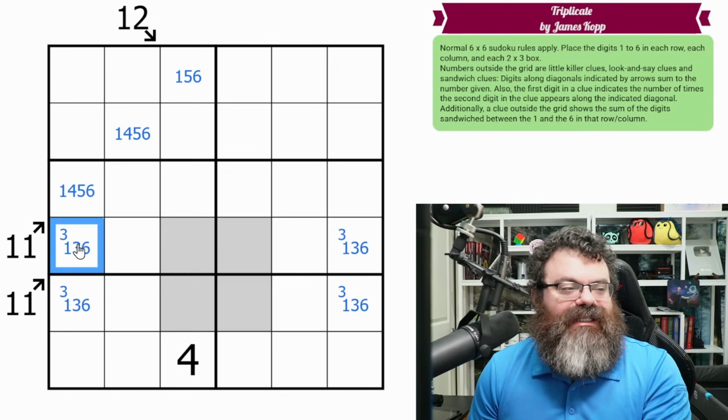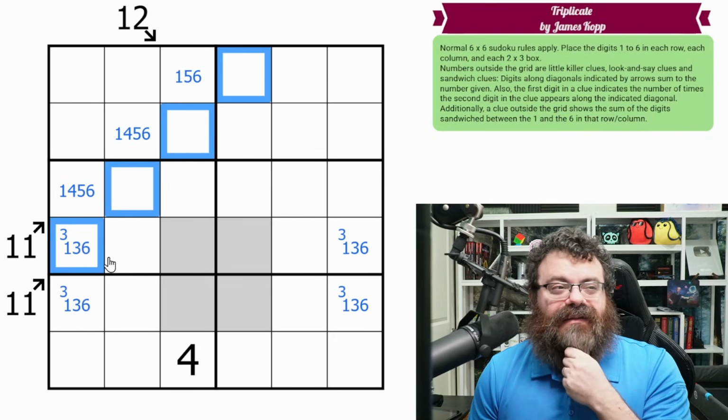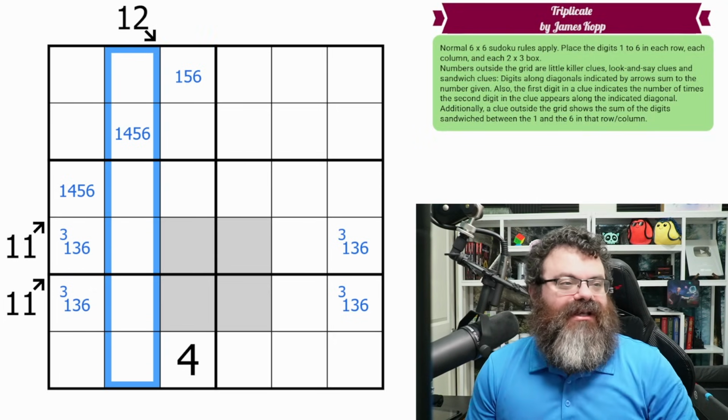Now this 1, 3, 6 is on our 11 clue. We have to have 1, 1. The other ones add to 10. I feel like there's something I'm missing about this. Maybe the 12 clue we should think about as well.